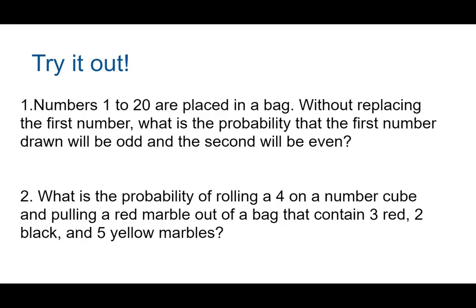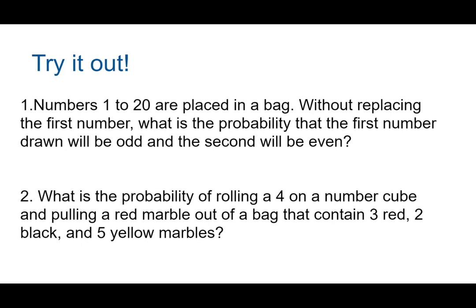I've got 2 examples, and I haven't told you which one is which. So you have to determine if the denominator will change the total or it will not. So for this first one, I've got numbers 1 to 20, and they are placed in a bag without replacing the first number. So I'm going to take a number out and I'm not going to put it back. What is the probability that the first number drawn will be odd and the second will be even?